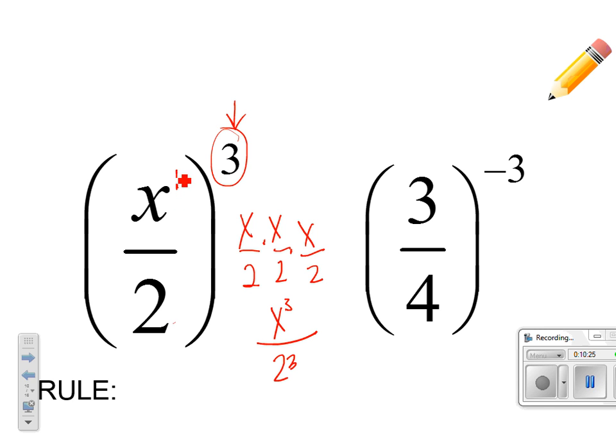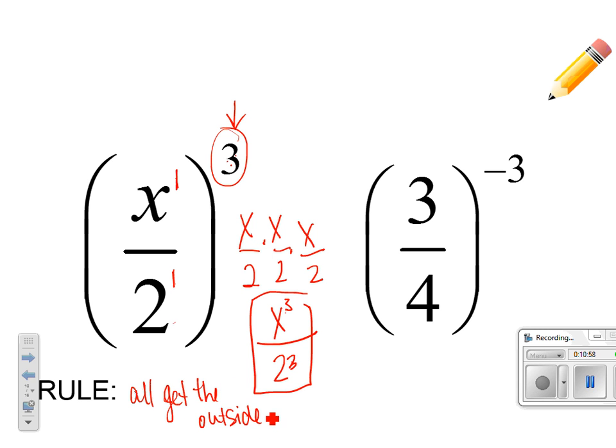So the rule is, if I know the exponents on the inside, and if they're not there, remember they're a 1, I can take a power to a power. And the power to the power rule says everybody gets the power and you multiply. So 1 times 3 would be 3, and 2 times 3 would be 6. So this would be x to the third over 2 to the third. So the numerator and the denominator all get the outside power, which means all exponents are going to be multiplied.